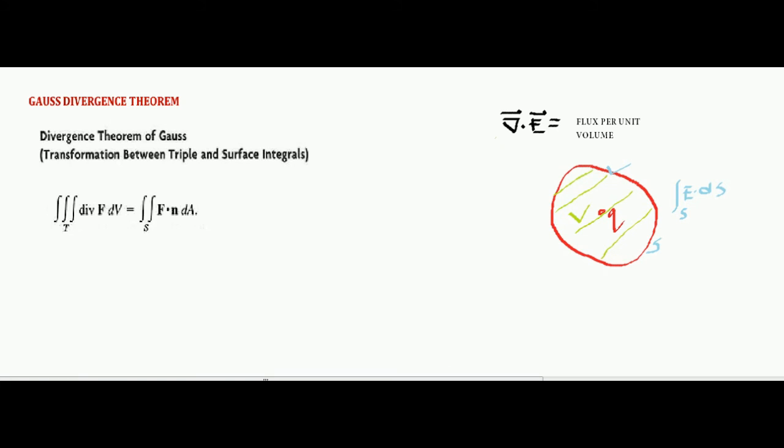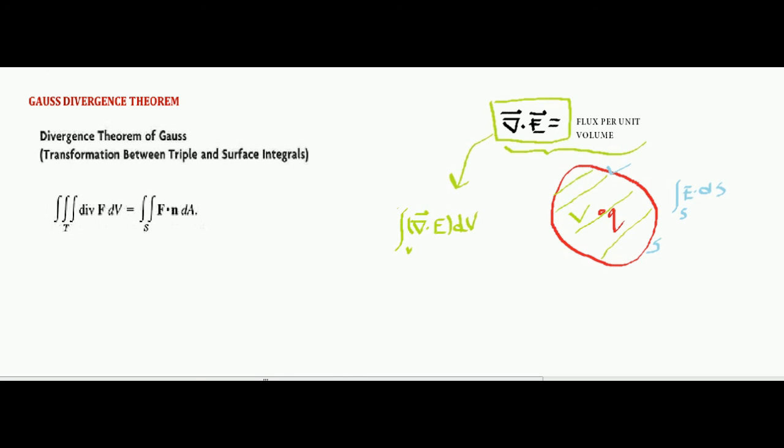Now what is del dot E? Divergence of E is flux per unit volume. Then if I have a quantity that is flux per unit volume, how can I calculate the total flux? Only when I can multiply the total volume with this flux per unit volume. It means if I take the volume integration of the flux per unit volume, it is equal to multiplying volume to del dot E. So multiplying volume to del dot E will give me the total flux.